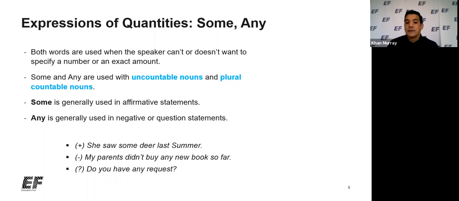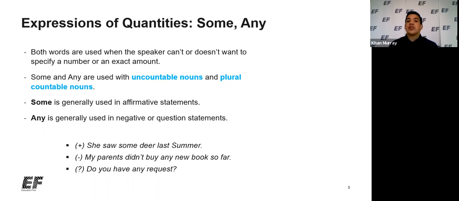Okay, so positive sentence. When we talk about affirmative and negative, what we mean is whether it contains not in the sentence. For example, the second example, my parents didn't buy any new books so far. Okay, so in this sentence we have did not. So this is a negative statement. Normally when we say any, that means they did zero, didn't buy any of it. Means nothing at all.